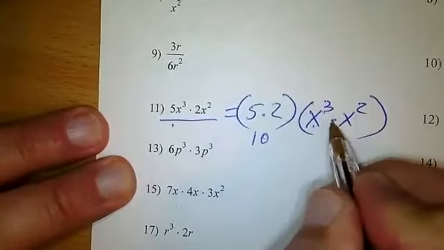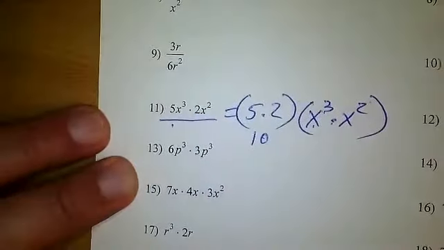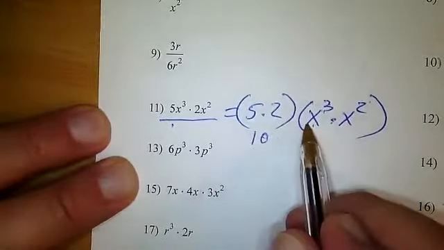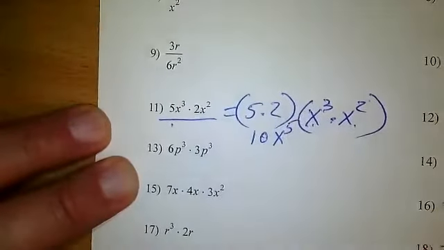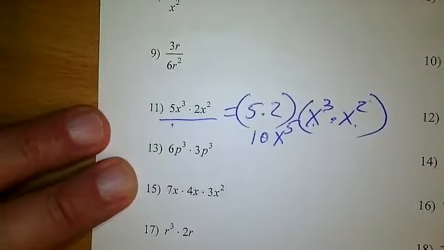What is x to the third times x squared? x to the fifth, right? Because there's 3 x's here multiplied by 2 x's here. So it's going to be 10 times x to the fifth. You add. Yeah? Okay.